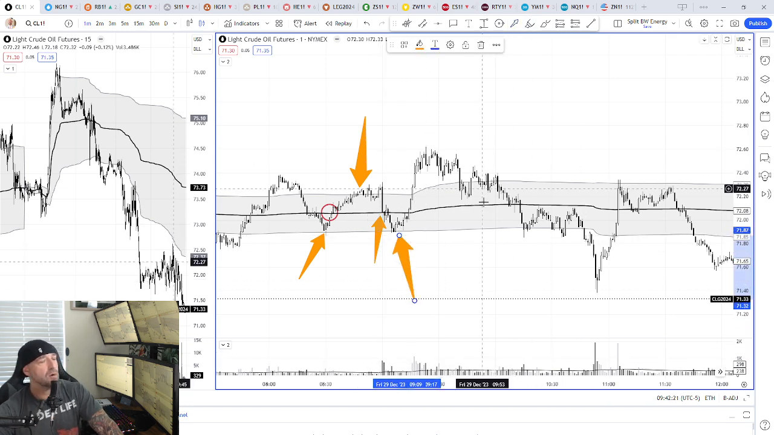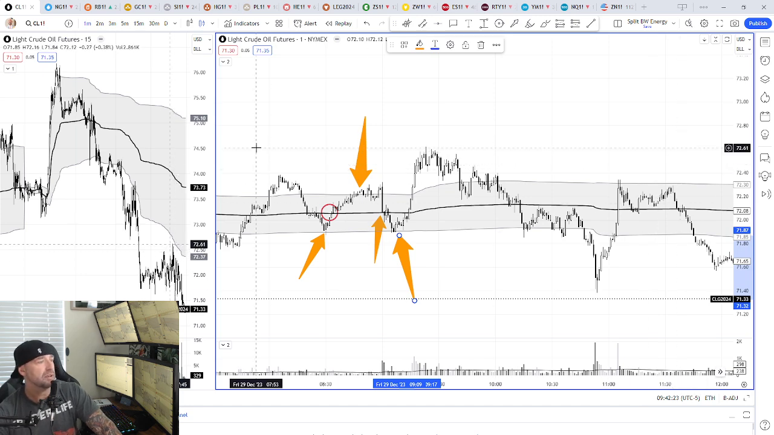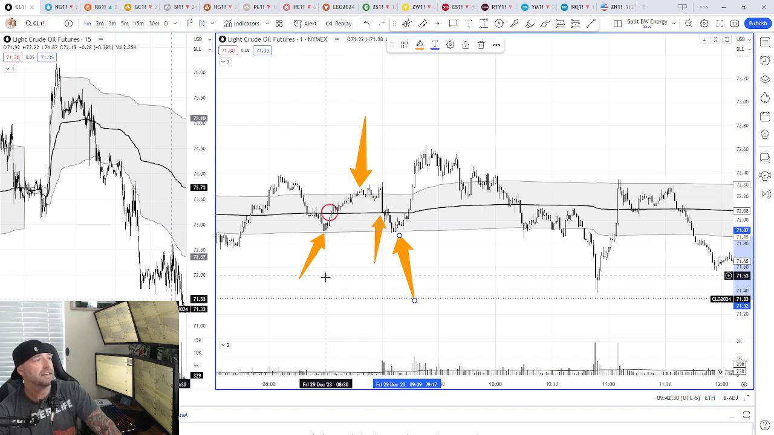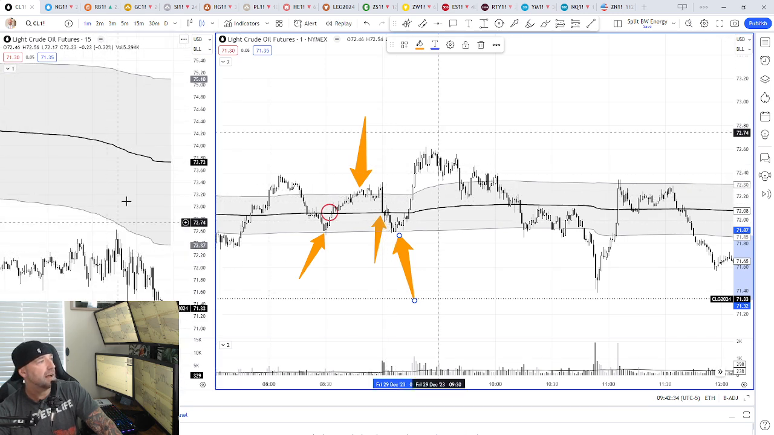This is the ranging that you often see in many instruments. We see it a lot in oil. So when oil is trading in balance, we're shorting, we're fading the highs, and we're going long on the lows when we're in balance. Now we have this higher term chart, the weekly, to get confluence.